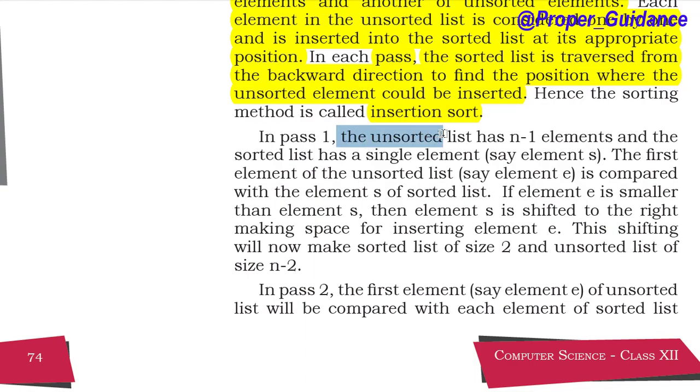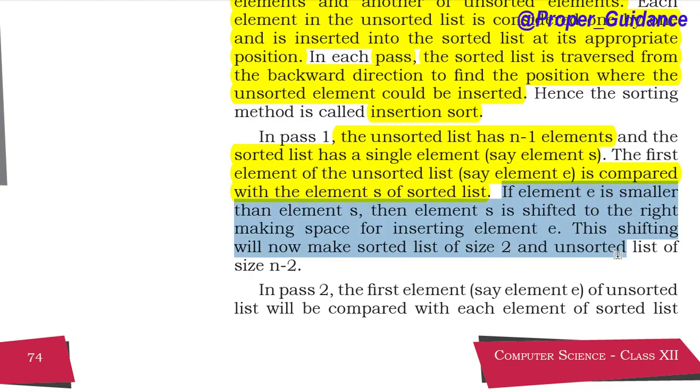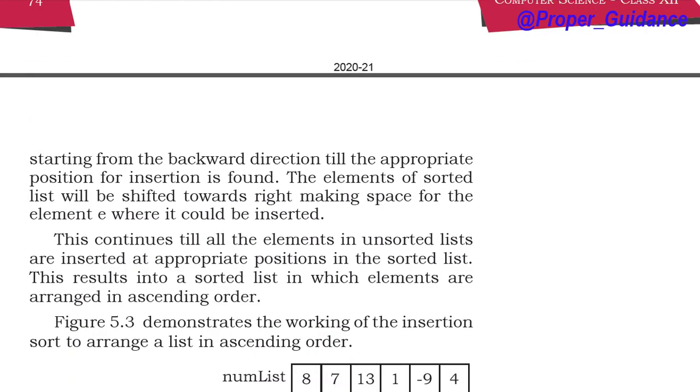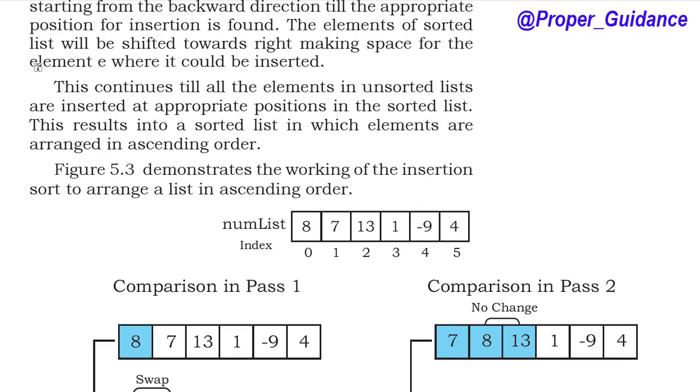In pass 1, the unsorted list has n-1 elements and the sorted list has a single element, say element S. Now, the first element of the unsorted list, say element E, is compared with element S of the sorted list. If element E is smaller than element S, then element S is shifted to the right, making space for inserting element E. This shifting of the list leaves the unsorted list with size n-2. Now, in pass 2, the first element of the unsorted list, say element E, is taken and the mechanism is done again and again. Now see, this is the example, and with the help of a diagram you can understand it properly.